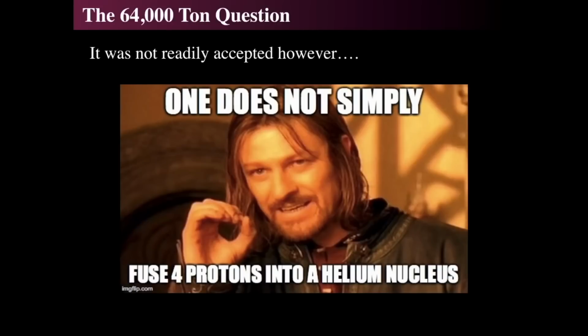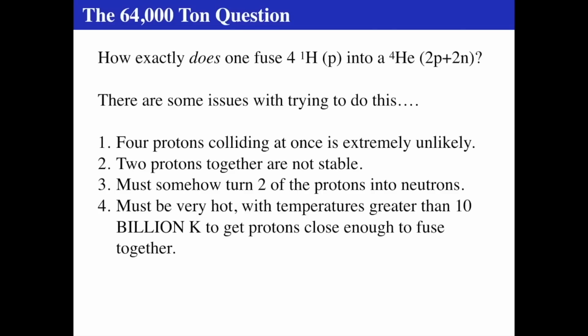However, it wasn't accepted because one does not simply fuse 4 protons into a helium nucleus. And so how do you actually do that? It's really hard to do. 4 protons colliding at once is extremely unlikely. It was also shown that 2 protons together aren't stable because, well, they both have positively charged nuclei. So how do you get 2 things just to stick? And even if you do by chance get 4 protons together, somehow you've got to turn 2 of the protons into neutrons. Where does that happen? And it's got to be extraordinarily hot, with temperatures greater than 10 billion Kelvin, to get them close enough to fuse together. So that's the 64,000 ton question.